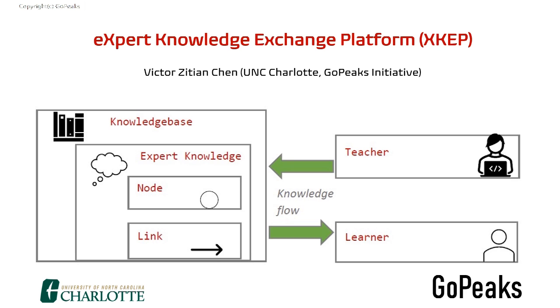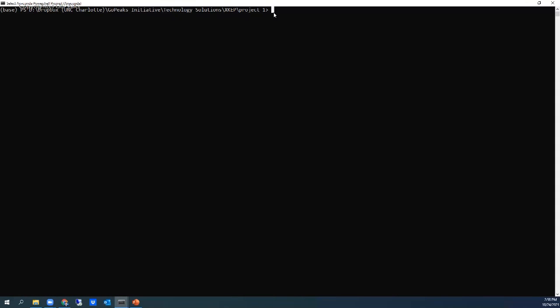Here, nodes represent real-world concepts, and links represent the logical relationships between them, such as in this demo, taxonomic and causal associations. Now, users can open a local shell and launch the Python script to load the knowledge base.